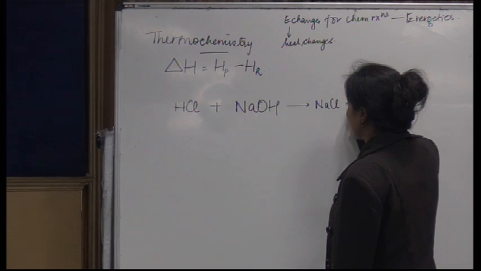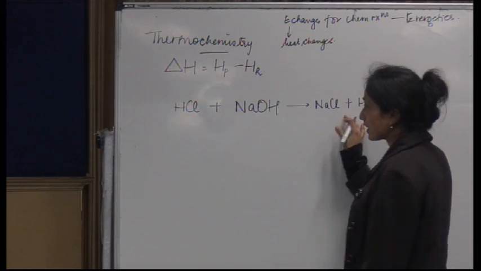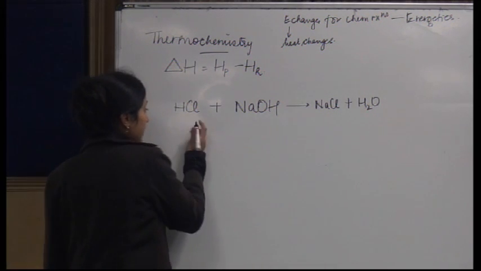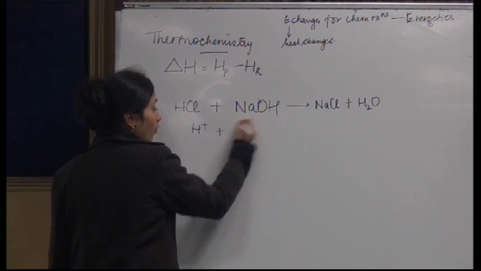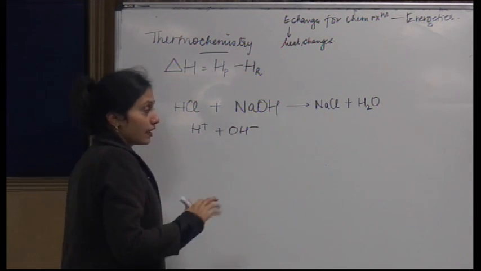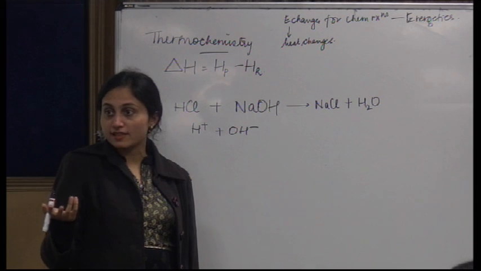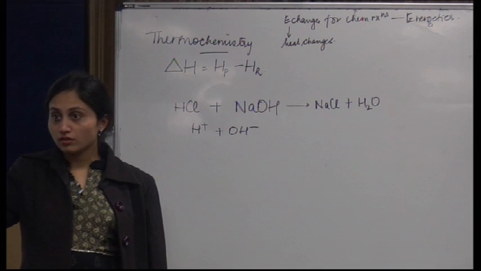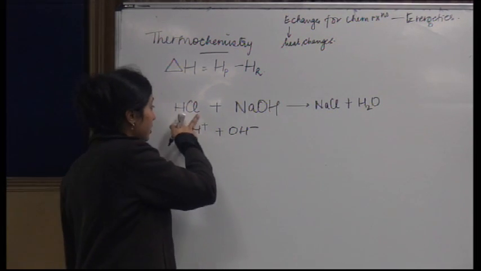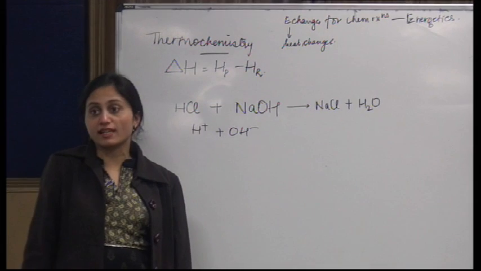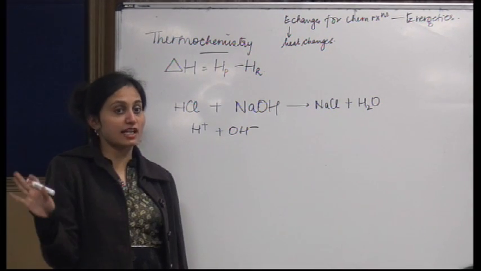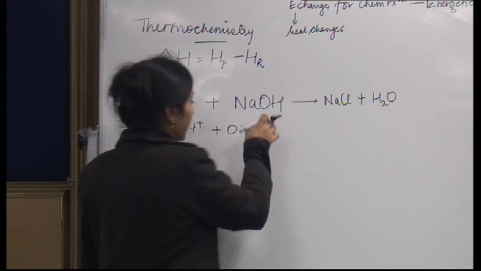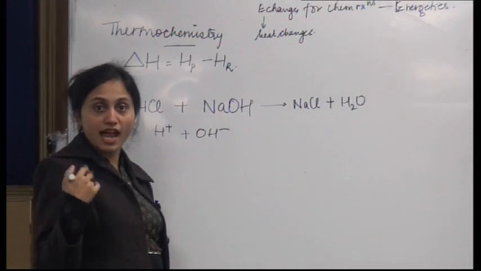In this case we'll get NaCl plus H2O. Now one thing to be observed here, and I did talk about it last time also: in your strong acid case you have your H plus reacting with OH minus. In all the strong acid, strong base cases, strong means it will completely dissociate. Completely dissociate means in the aqueous form this HCl will not remain as HCl. It will remain as H plus and Cl minus. So you cannot actually have them together, and NaOH will be existing as Na plus and OH minus.